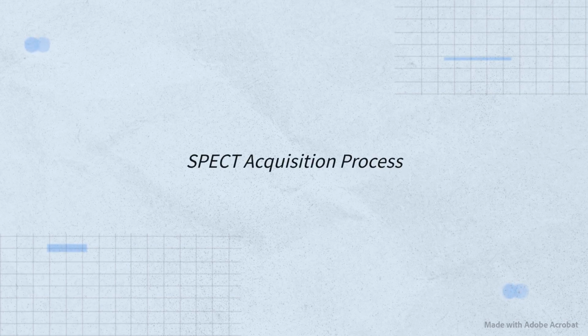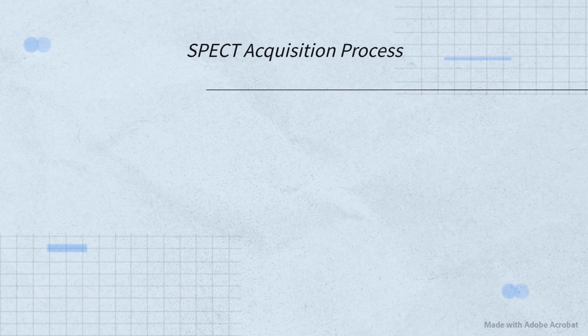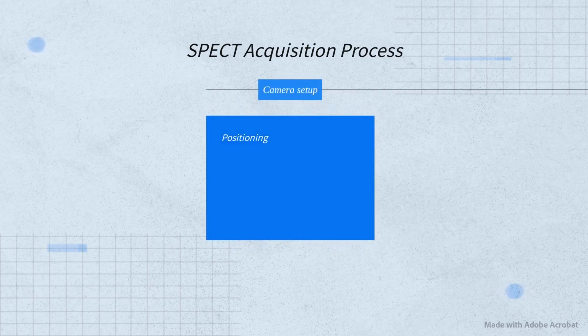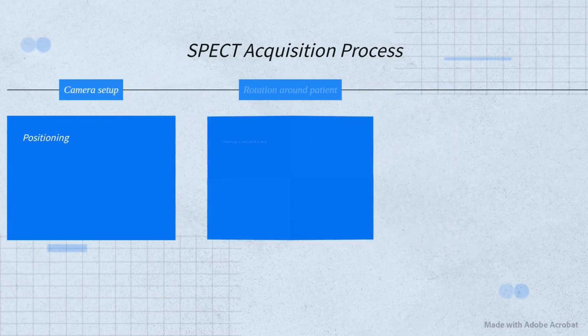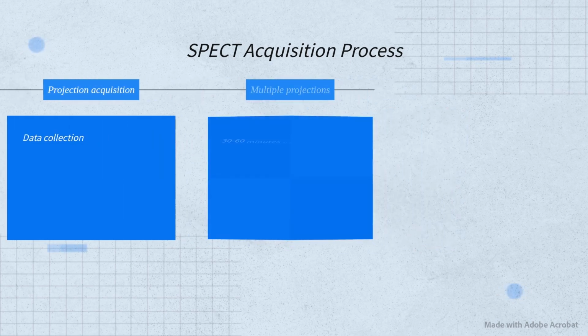Let's trace the chain of events in the SPECT acquisition process, from initial setup to final projection collection. Camera setup involves positioning the gamma camera heads around the patient, preparing for data collection. Rotation around the patient is performed sequentially, allowing the cameras to capture projections from multiple angles. Projection acquisition is the stage where data is collected at each position, forming the basis for image reconstruction. Multiple projections are acquired over 30 to 60 minutes, typically resulting in 64 to 128 views for comprehensive imaging.